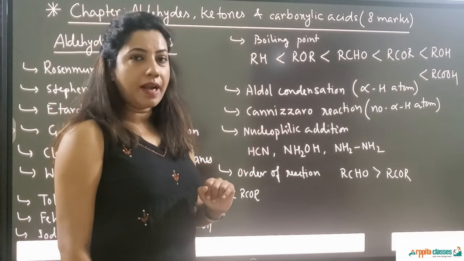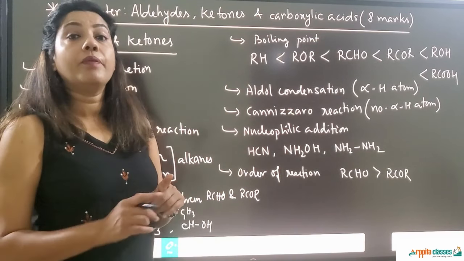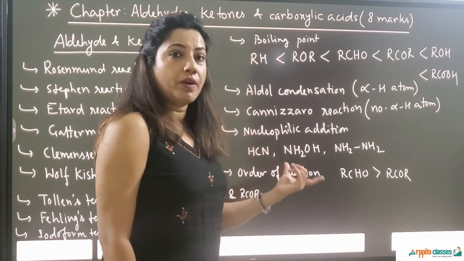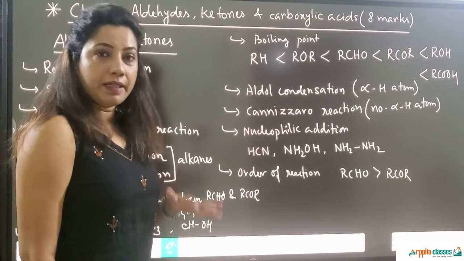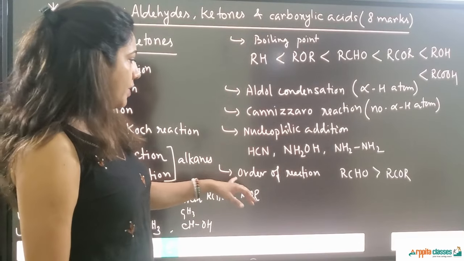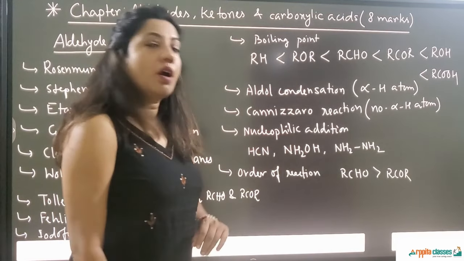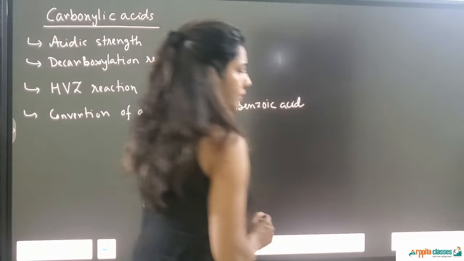Then we have nucleophilic addition with the aldehyde and ketone, where we have the addition of HCN, where we get a cyanohydrin. Okay, then we have addition of hydroxylamine, which gives rise to oxime, and then we have addition of hydrazine, which gives rise to hydrazone. Prepare these reactions very nicely. Then we have order of reaction. They can ask you, give reason why aldehydes are more reactive than ketone. So there we have to discuss that.